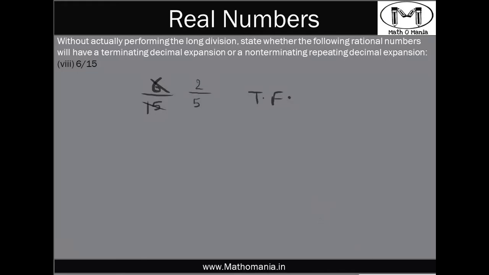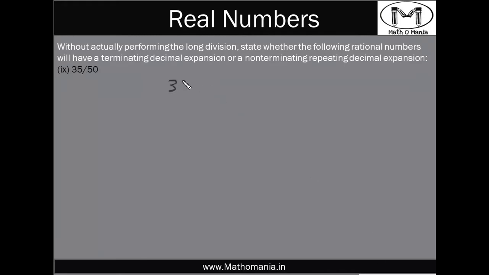Next part, 35 by 50. Again we can see that 5 is a common factor over here. First of all we'll change it to simplest form. Now 7 upon 10. Now this 10 is nothing but a combination of 2 and 5, right? So this will be a terminating fraction as we don't have any other number than 2 and 5. So this will be a terminating fraction.